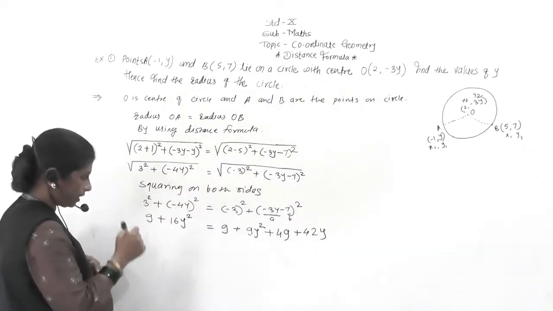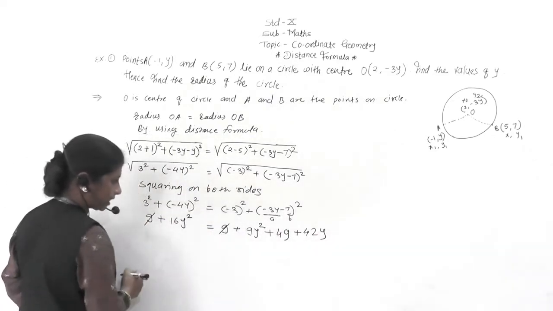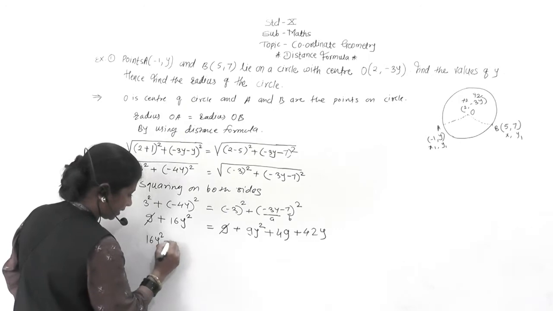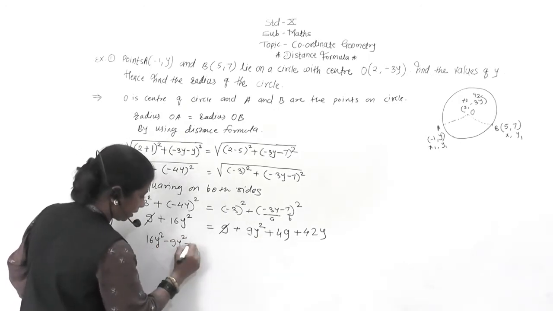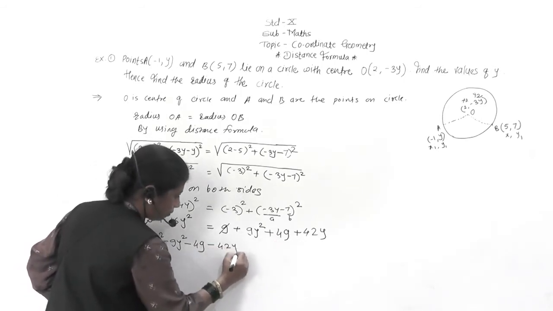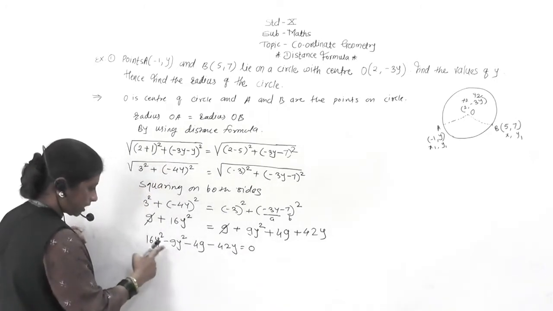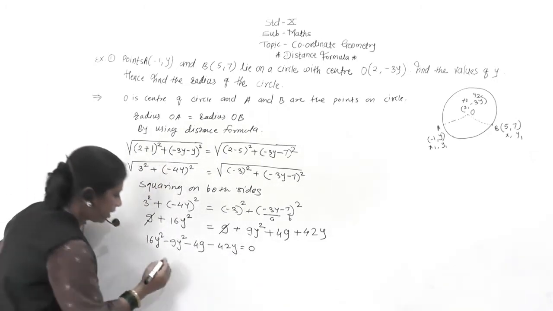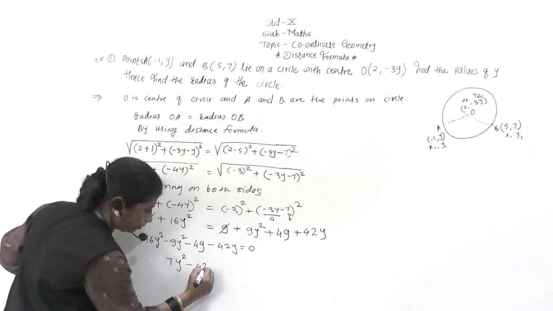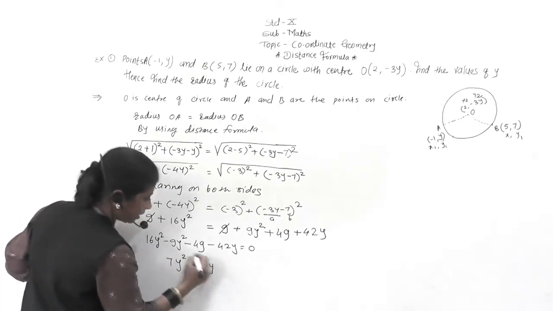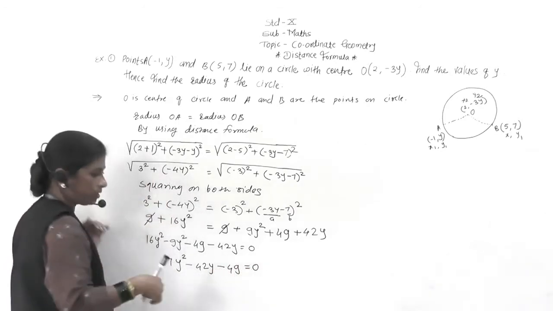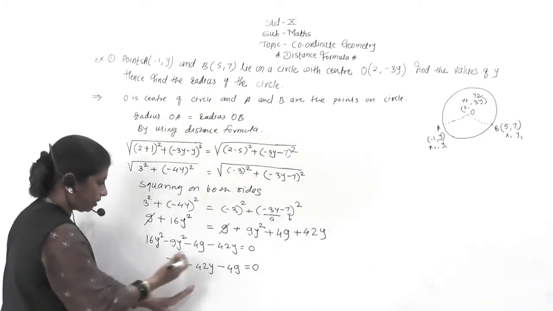So 2 threes are 6 and 6 sevens are 42, so 42y. Right? Now we will check this. 9 and 8 cancel. Now here 16y². We will take all terms together to this side: minus 9y², plus 49 will go minus 49, and plus 42y will go minus 42y, equals to 0. So here 16y² minus 9y², correct, same y², right? Then this minus 42y we will take this side, and this will just shift the number, right? So here minus 49 equals to 0.